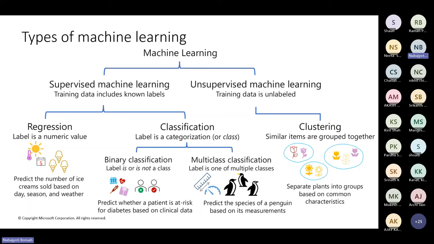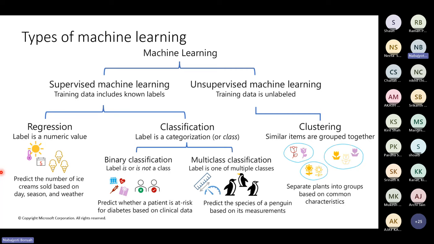Classification is done in a different way. It is divided into two types, binary classification and multi-class classification. In binary classification, the label determines whether the observed item is or is not an instance of a specific class. Put another way, a binary classification model predicts one of two mutually exclusive outcomes.